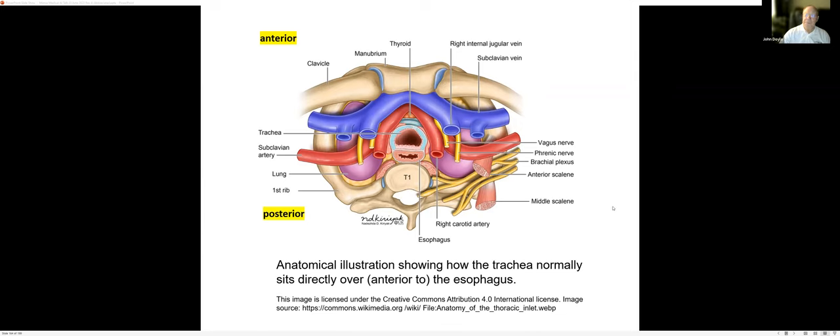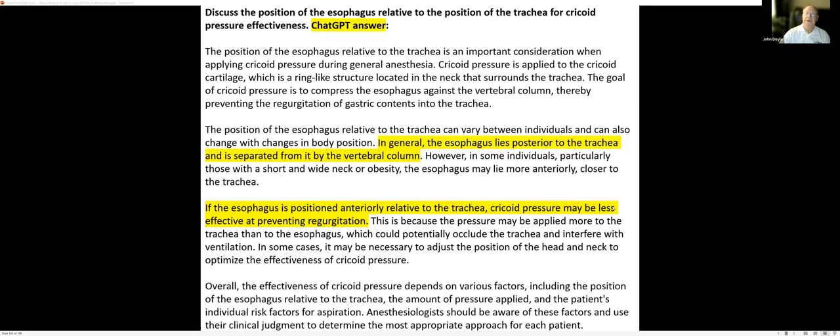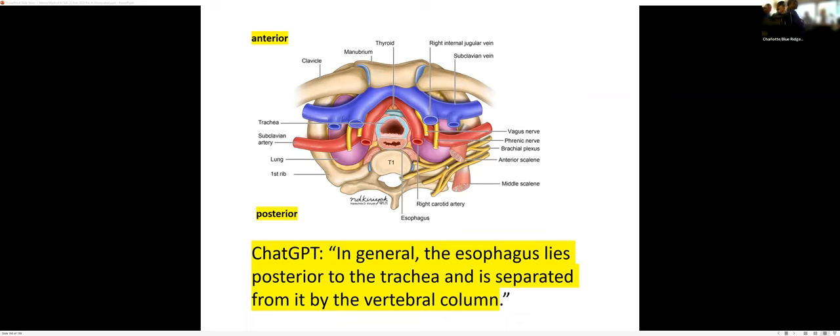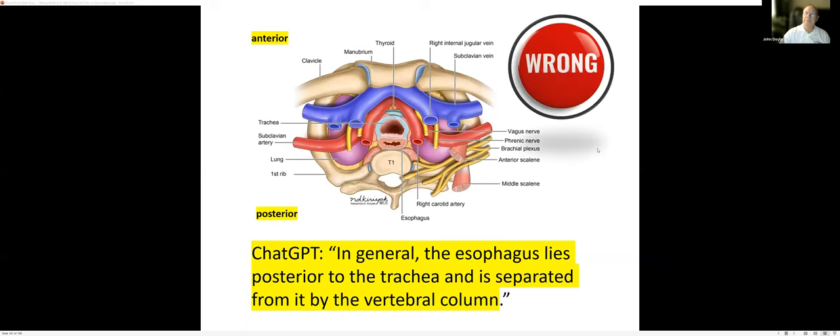So let's see what it says here. It says, in general, the esophagus lies posterior to the trachea and is separated from it by the vertebral column. Okay, what can I say about that? But hey, it's wrong. It is wrong. So I was surprised by that. It doesn't have the kind of anatomical knowledge I would have expected.